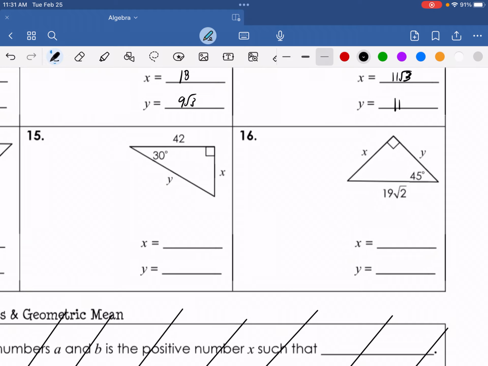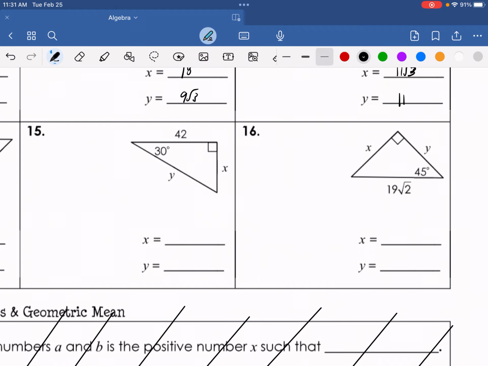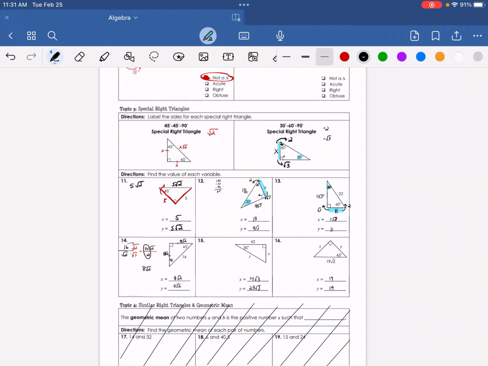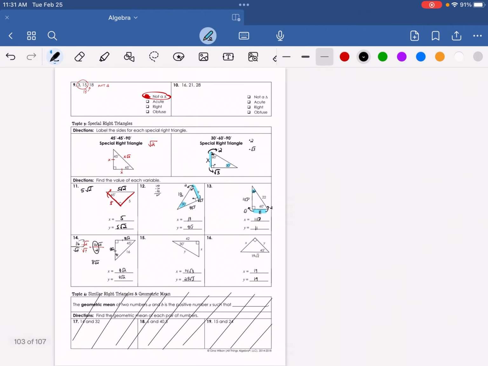Okay, for these, I won't show the work, but I'll tell you the answers. You need to show me the work on a test or I will not give you full credit. So this one: 14 radical 3 and 28 radical 3. And this is 19 and 19. Okay, we are skipping 17 to 25.